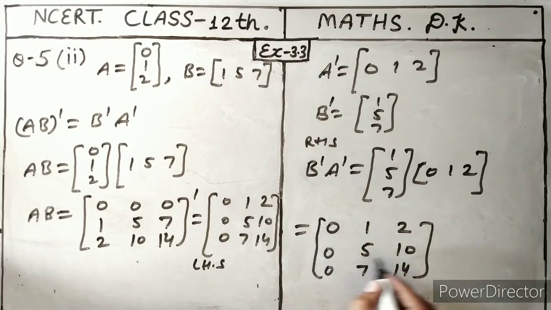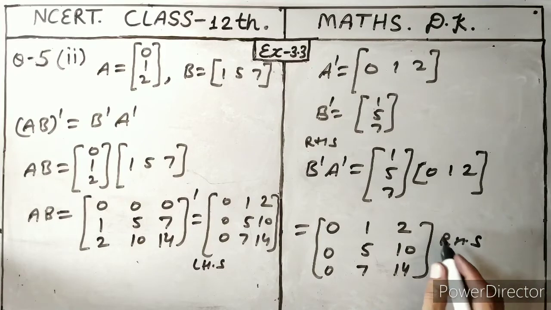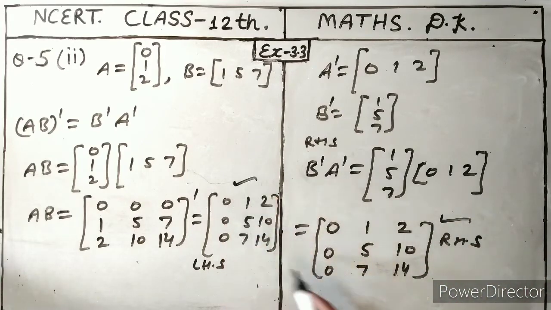This is right hand side, this is left hand side. Both the sides are equal. So in this exercise 3.3 only we study transpose of matrices, and the second is symmetric and skew symmetric. These two definitions in next.